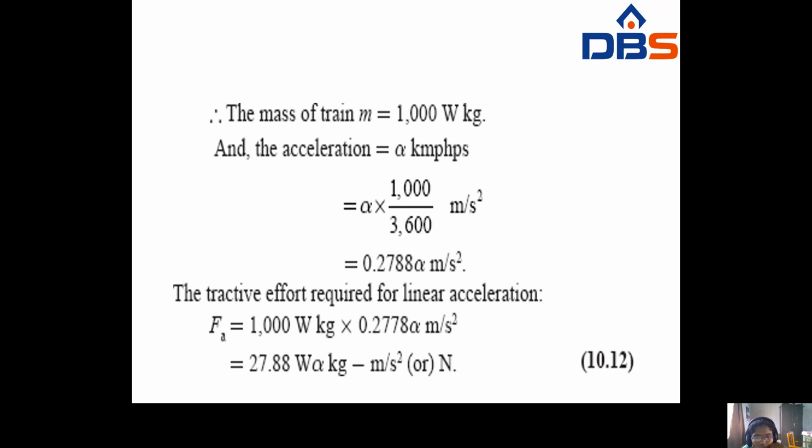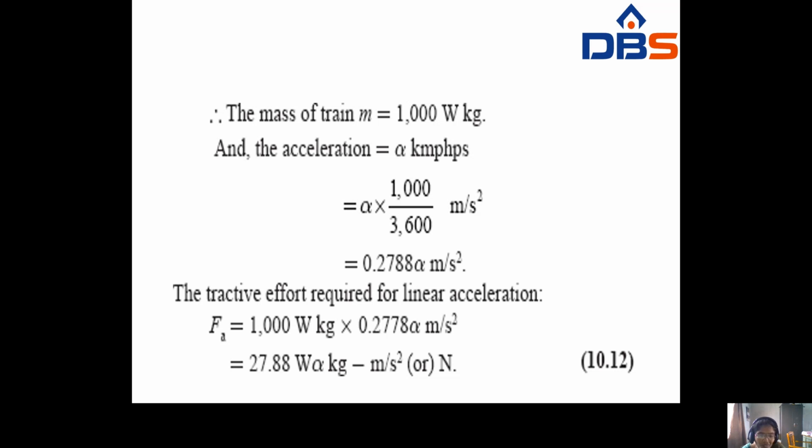See here, alpha kilometer per hour per second is converted into meter per second square. Kilometer will be converted into meter by multiplying by 1000. Per hour per second is converted by dividing with 3600. Why? Because per hour you have 3600 seconds. So at that time the alpha value will become 0.2788 alpha meter per second square.